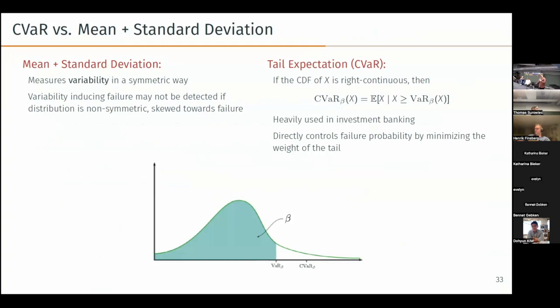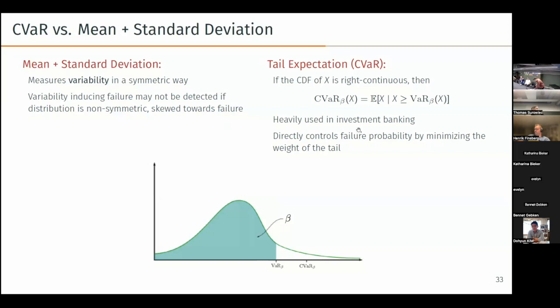So if thinking about the building, we care about large loading scenarios, not small loading scenarios. If we have a lot of variation in the small loading scenarios, that's great. We don't really want to penalize that type of behavior. We want to penalize the failure states, the tail of the distribution in this failure regime, just one side of the distribution.